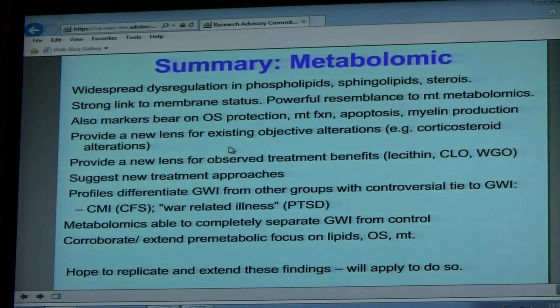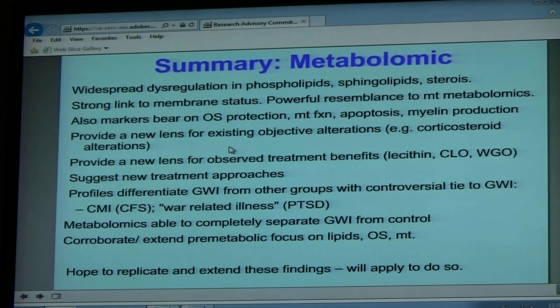They also include markers that bear on oxidative stress protection, directly mitochondrial function, apoptosis or programmed cell death, and myelin production. And they provide a new lens through which to view existing objective alterations shown by others, such as corticosteroid alterations, which might signify perhaps less stress alterations and more generalized cholesterol and steroid hormone product alterations. They also provide a new lens through which to consider empirically observed treatment benefits, and also suggest a range of different new treatment approaches.